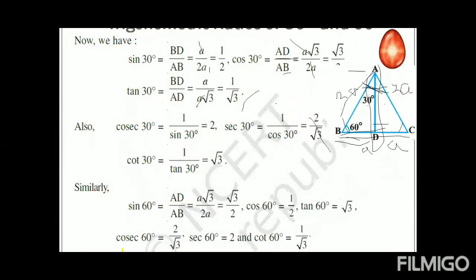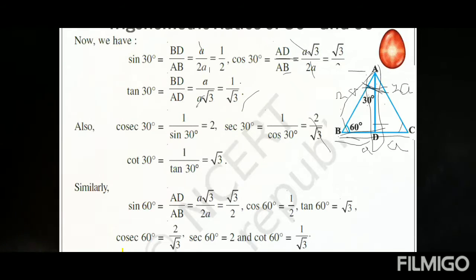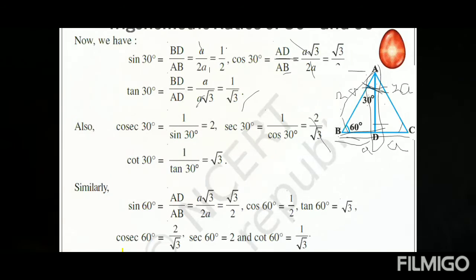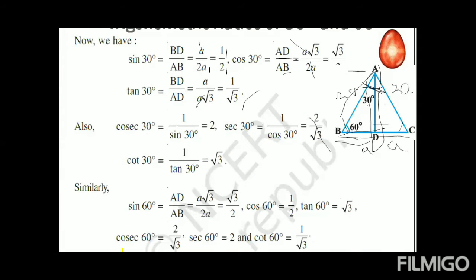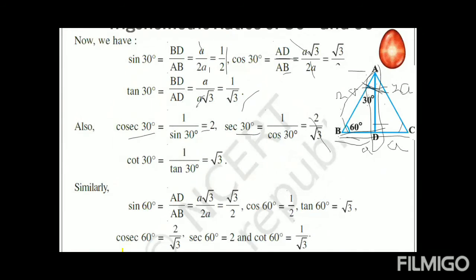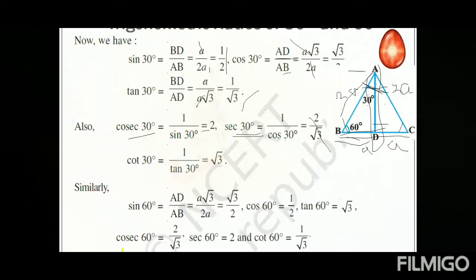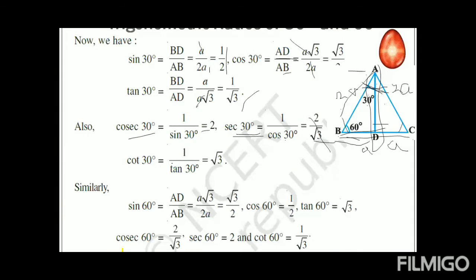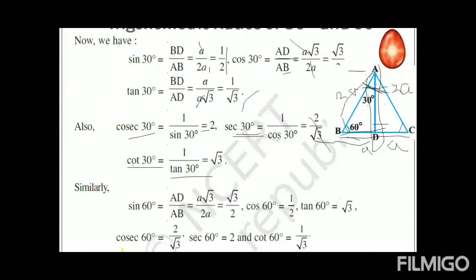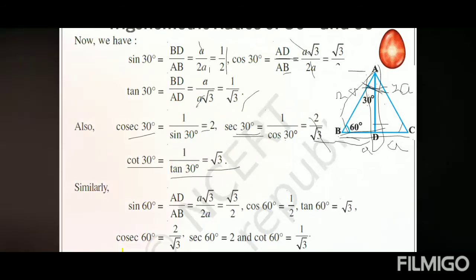So similarly, cosecant 30 is the reciprocal (ulta) of sine 30, right? So cosecant 30 is the reciprocal of sine 30's answer, 1 by 2, so cosecant 30 is 2. Secant 30 is the reciprocal of cos 30, so secant 30's answer will be 2 by root 3. Cot 30 is the reciprocal of tan 30, and the answer would be root 3.